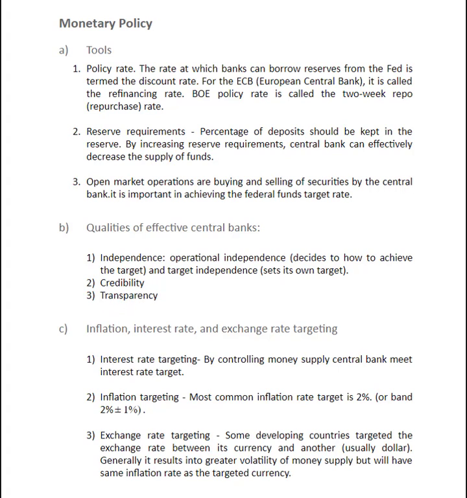It's a percentage of deposits the bank should always keep in reserve. By increasing the reserve requirement, banks can effectively decrease the money supply, because they have to always keep this amount of funds in reserve so that they can meet any withdrawal requirements. In open market operations, the central bank can be involved in buying and selling securities, and it's important to keep the federal funds rate, repo rate or refinancing rate at the target rate.